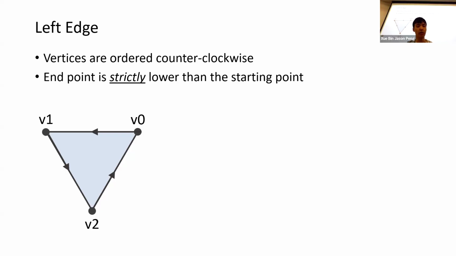So let's take a look at what this looks like. First, let's look at the edge that connects V1 to V2. V1 is higher than V2. So for this particular edge, the endpoint is lower than the starting point. And we can say that this is a left edge. So it checks out. Next, the edge that connects V2 to V0. Because the endpoint V0 is higher than V2, this doesn't satisfy the condition for left edge. So this is not a left edge.